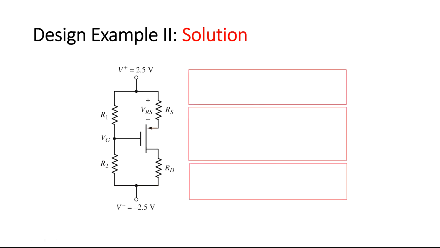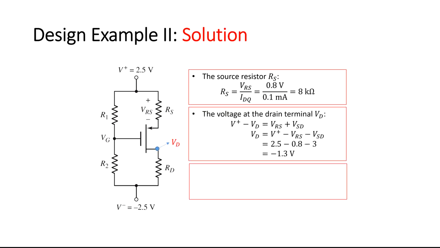The source resistor is easily given. The voltage at the drain terminal can be also found. Finally, the drain resistor is introduced.